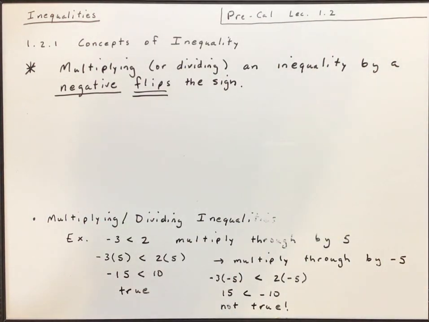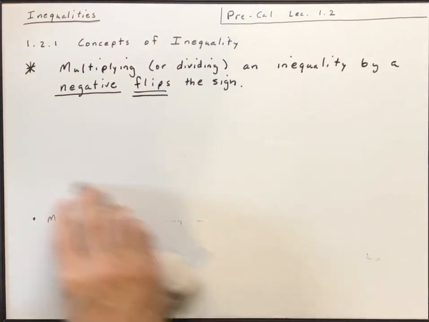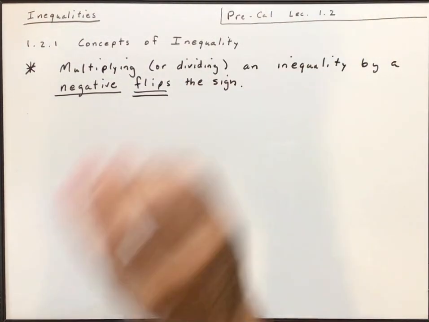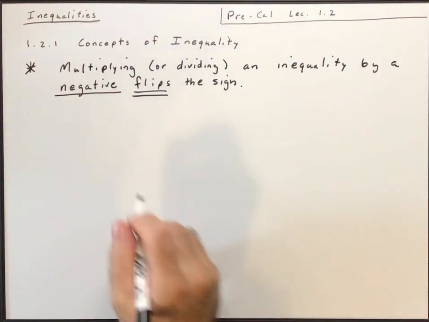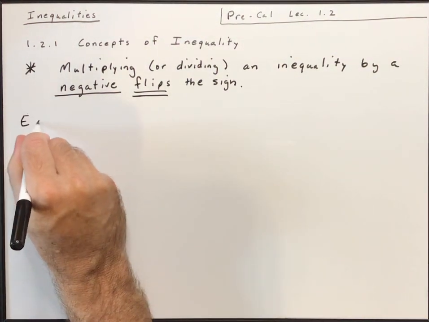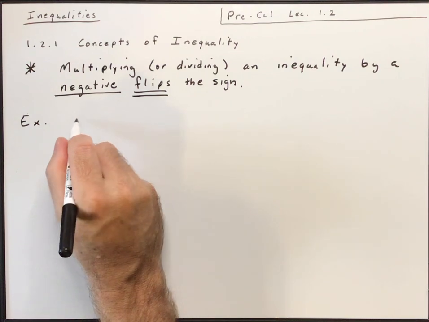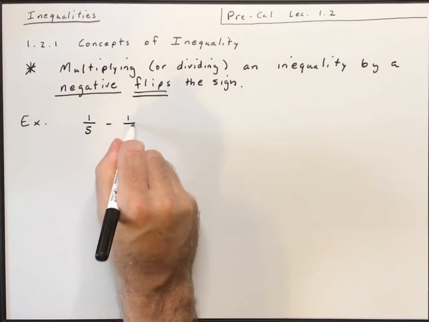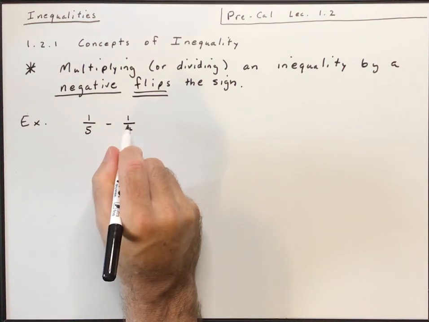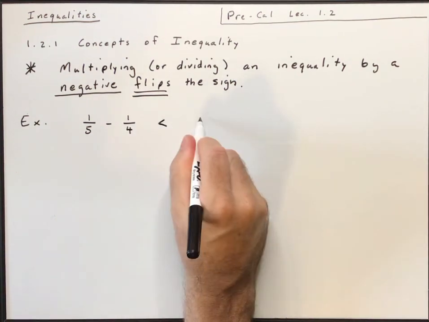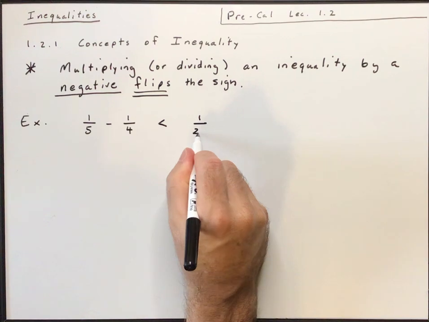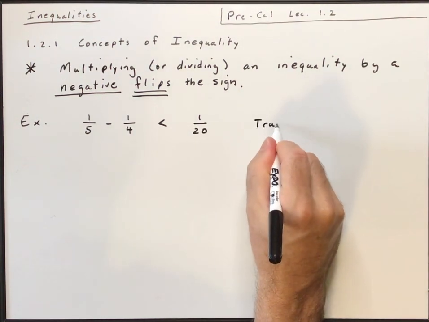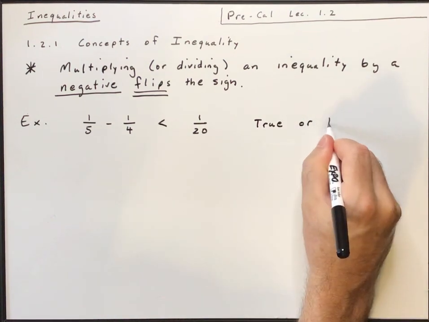Okay, let's move on to another couple of examples of inequalities. This time we'll deal with fractions. So let's say we have 1/5 minus 1/4 is less than, put a little space in between, less than 1/20. Is that true or false?